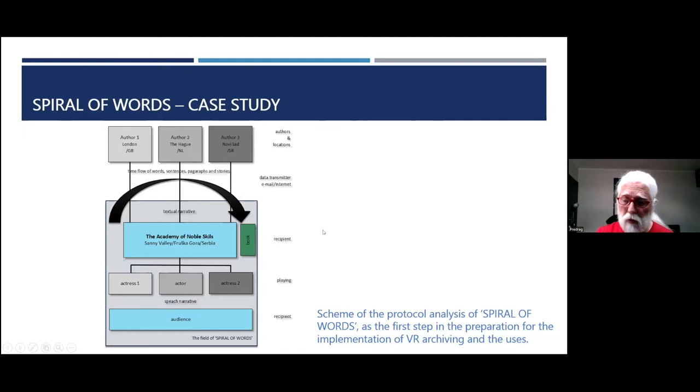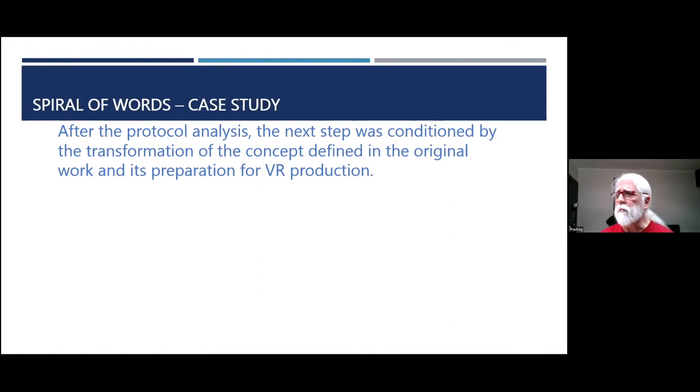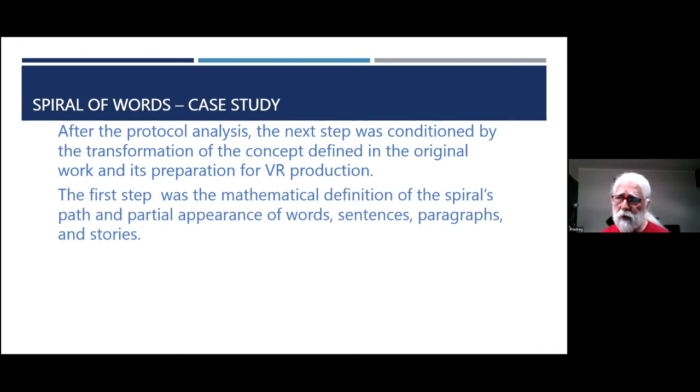After the protocol analysis, the next step was conditioned by the transformation of the concept defined in the original work and its preparation for VR production. The first step for VR production was the mathematical definition of the spiral's path and partial appearance of words, sentences, paragraphs, and stories. This was followed by programming in C# language.